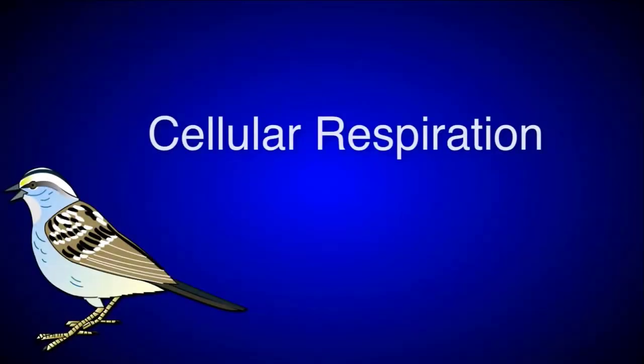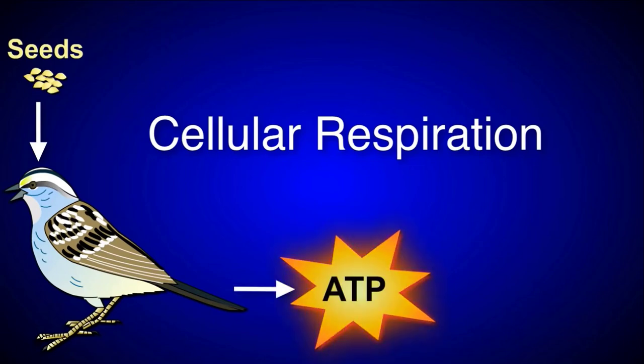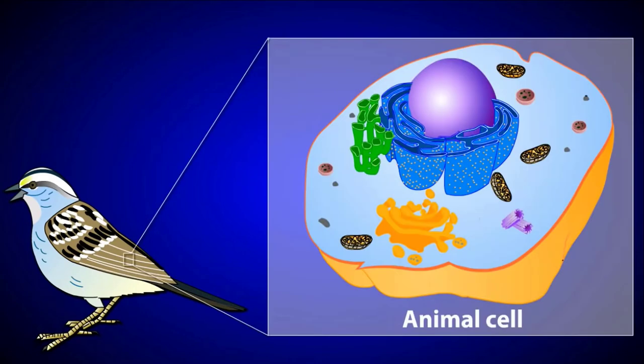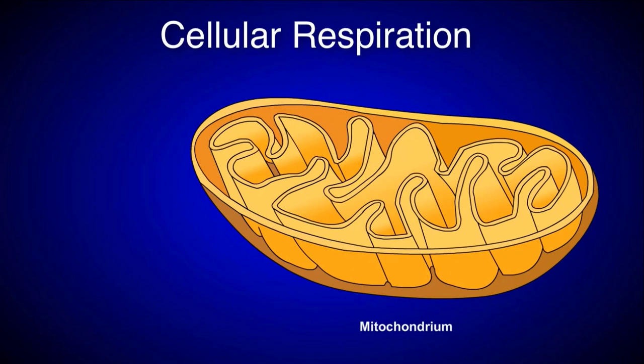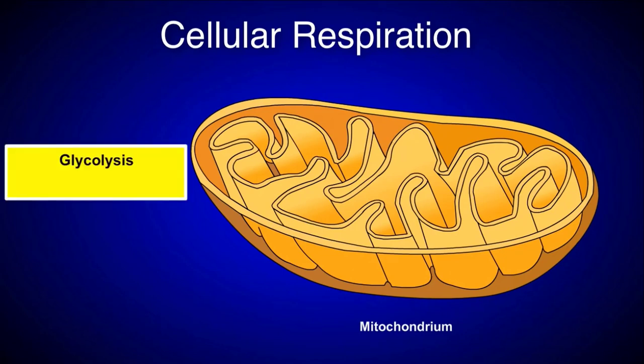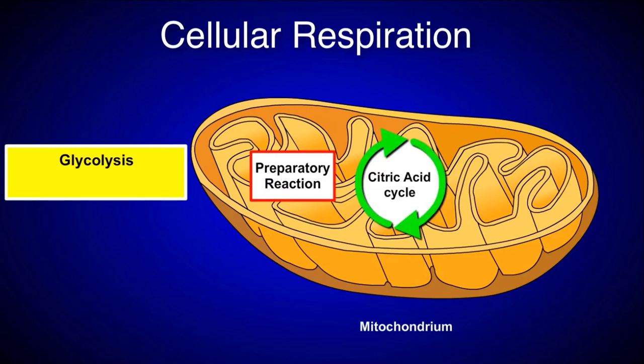This bird, like all living animals, has cells that carry out cellular respiration. During cellular respiration, organisms break down nutrients in order to produce energy in the form of ATP. Let's take a closer look to see how this happens. If we zoom in on one of this bird's cells, we can see the mitochondria, where the majority of the reactions involved in cellular respiration occur. Let's zoom in further on a single mitochondrium. Cellular respiration consists of 4 primary stages. These are glycolysis, the preparatory reaction, the citric acid cycle, and the electron transport chain.